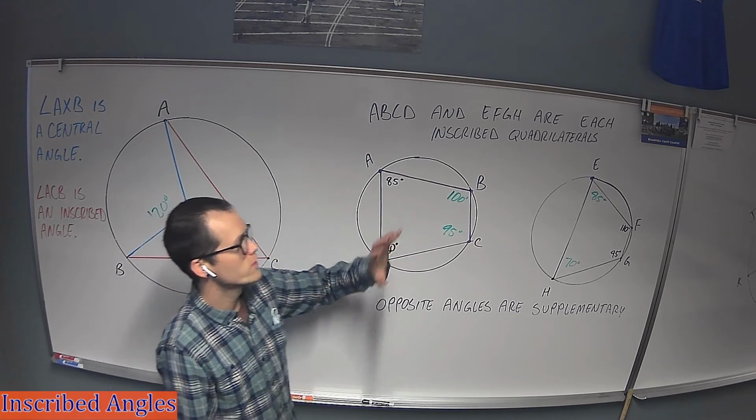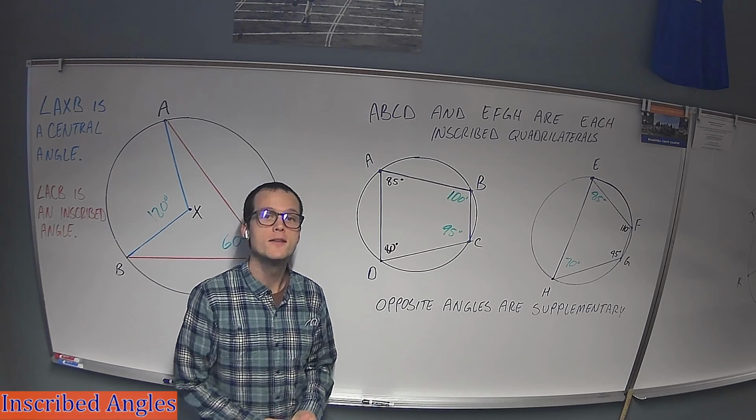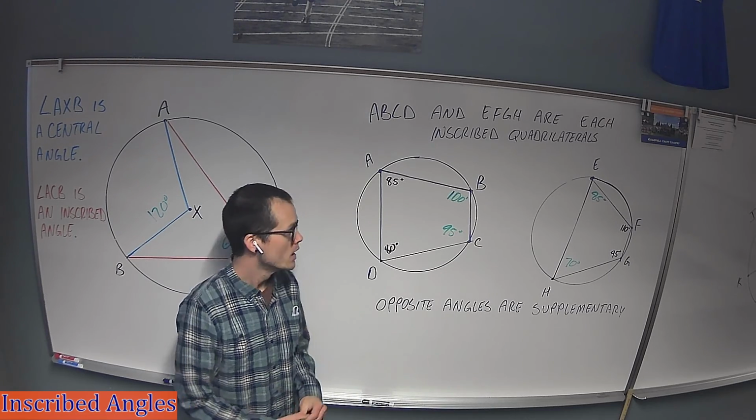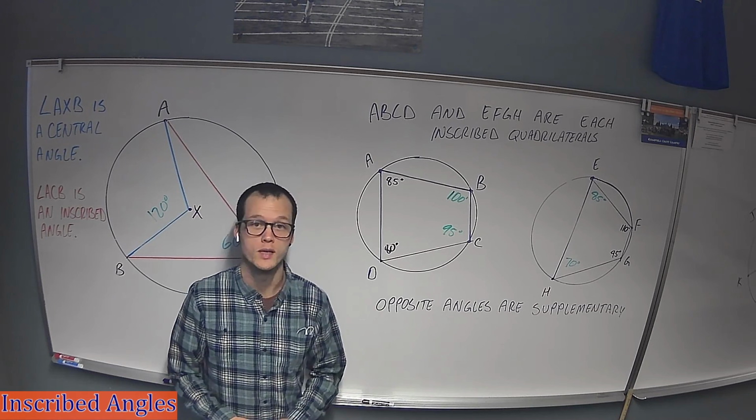They don't have to be a perfect square, a rectangle, a trapezoid, a parallelogram. We do not care the specifics of what that quadrilateral looks like, but we know that opposite angles are always going to be supplementary.